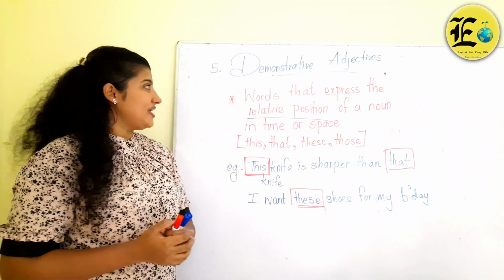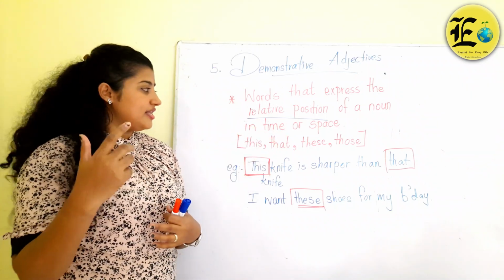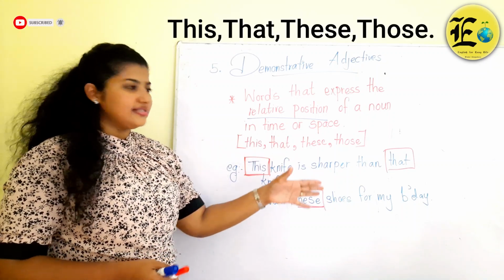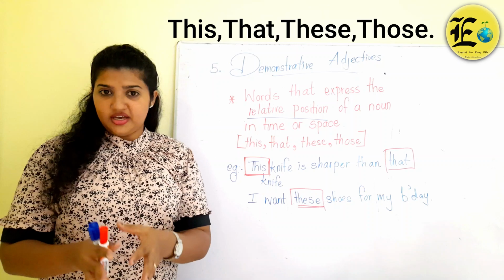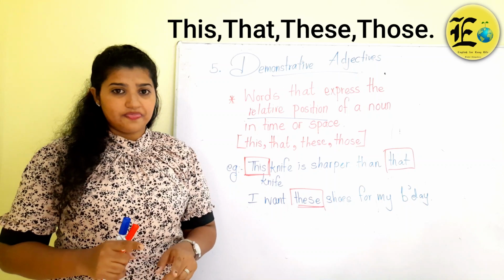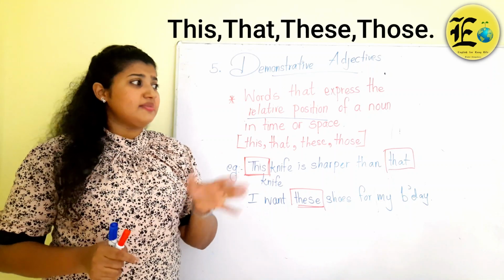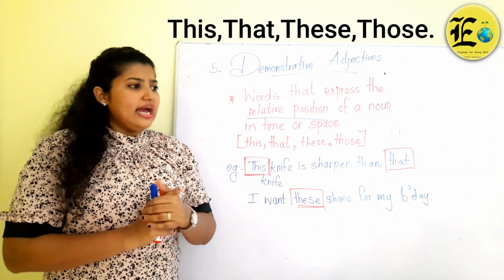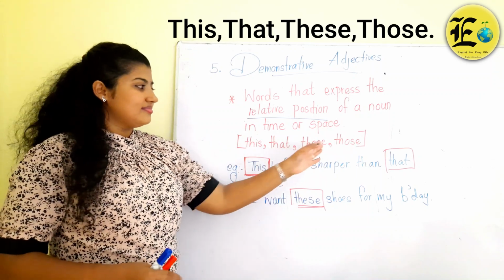The fifth topic would be demonstrative adjectives. Words that express the relative position of a particular noun in time or space. It could be like this, that, these, and those. So remember, these are the words that express the relative position of a noun. For example, if something is close to us, you can say this if it's singular. But if it's nearby and in plural, you can say these. And if it's something which is very far, you can say that, relating to a noun. And if it's in plural form and something really far, you can say those.